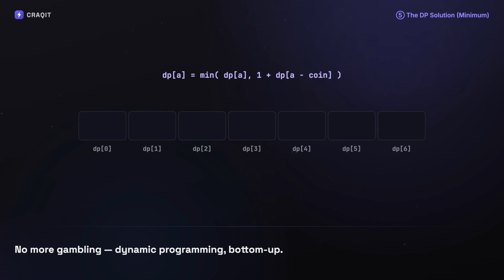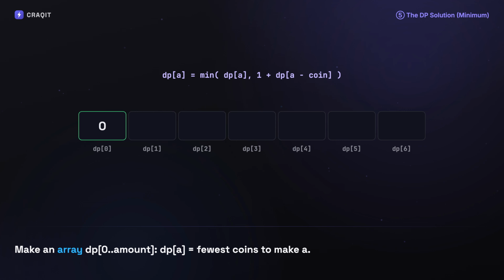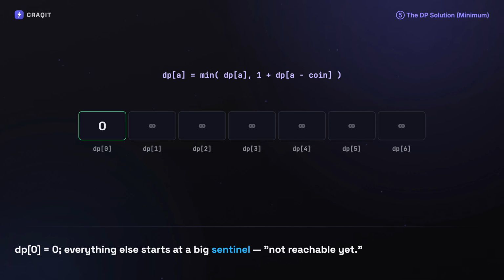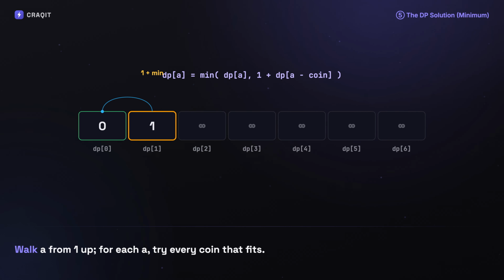Bottom up. Make an array, dp, indexed from 0 up to the amount, where dp of a holds the minimum coins to make the value a. Initialize dp of 0 to 0, and every other entry to a big sentinel. Think of it as infinity, meaning not reachable yet. Now walk a from 1 up to the amount, and for each a, try every coin.